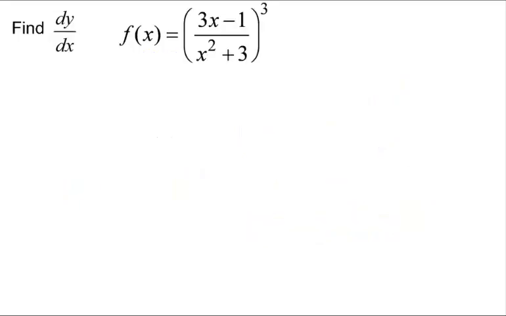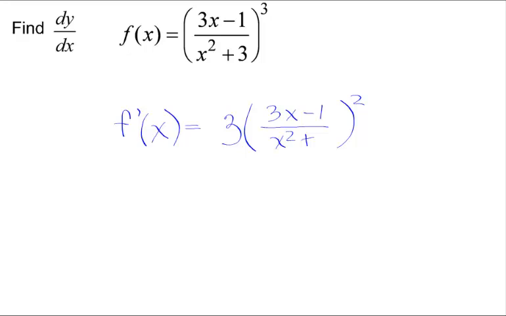Here's another one. Here is a chain rule with a quotient rule buried up inside of it. So when we take the derivative of what's inside, that's going to require using the chain rule. So we take the derivative of the outside, not changing the inside, times the derivative of what's inside. Well, the derivative of what's inside is going to require the quotient rule.